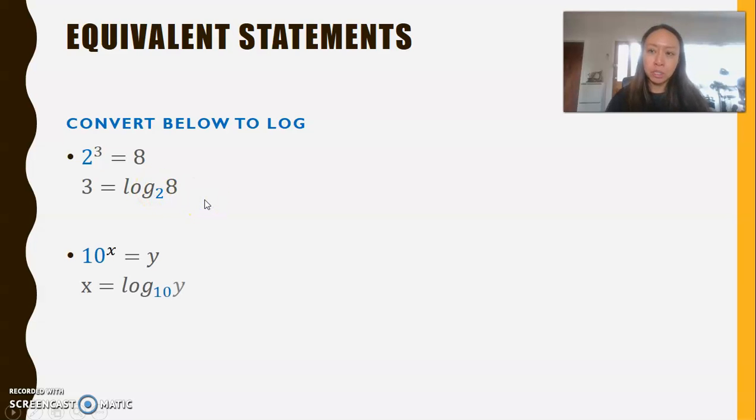So just to repeat, if we have 10 power x equals y, this is the same. We have to look at the base number here and bring it across the equal sign to become the base number of log, and therefore x will be equal to log 10, y.